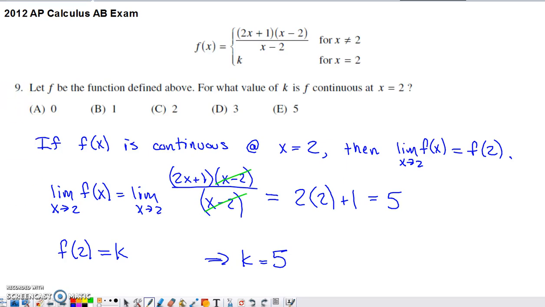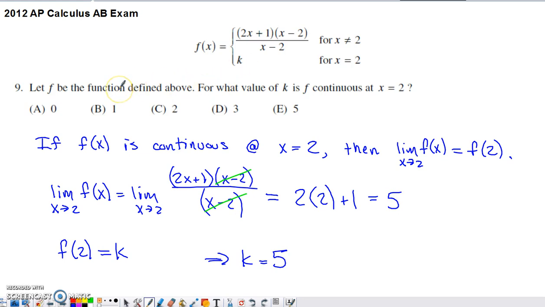So this is problem number 9. It's from the 2012 AP Calculus multiple choice set. Non-calculator question here, and they give us a piecewise function f of x. As long as x does not equal 2, the function is going to be defined by this rule. And then when x equals 2, the function is going to be defined by an unspecified value k.